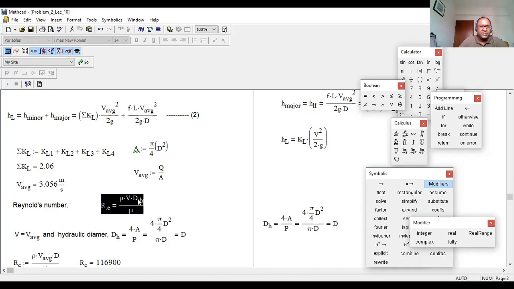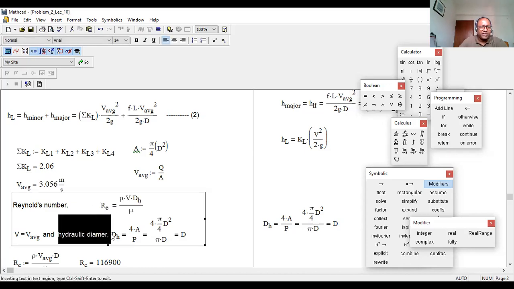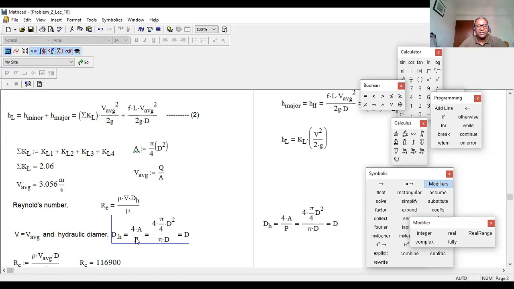And this D_h is the hydraulic diameter of the pipe. So 4 times the cross-sectional area divided by the wetted perimeter. The perimeter means the peripheral length, that will be 2πr or πd, same thing. 4, and this is the area. After simplification, we get diameter d.